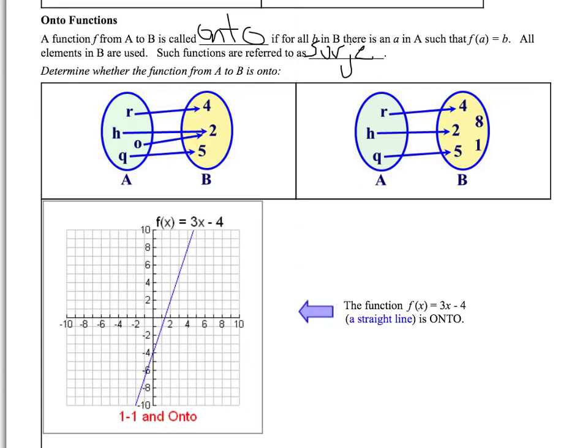Now let me show you what I mean by onto. If we look at example 1 here, notice in set B, I'm asking you, are all of the B values, having an arrow next to them, being used? The answer is yes, therefore it is onto. Same idea with the one on the right hand side. We look to see if all of our B values are used. We see that 8 and 1 are not being used, so this is not onto.